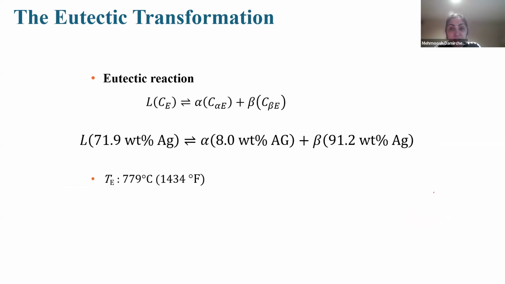Here, the eutectic transformation. The eutectic reaction occurs when a liquid at the eutectic composition solidifies into solid phases simultaneously. Means that if we have liquid and in this direction, means cooling, it converts to alpha and beta and changes the color. And if we are heating, means melting, we have alpha and beta, and this E means eutectic, alpha eutectic and beta eutectic convert to liquid.